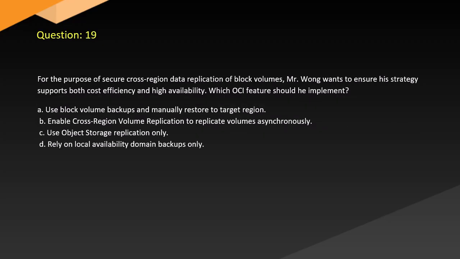Question 19. For the purpose of secure cross-region data replication of block volumes, one wants to ensure his strategy supports both cost efficiency and high availability. Which OCI feature should he implement? A. Use block volume backups and manually restore to target region. B. Enable cross-region volume replication to replicate volumes asynchronously. C. Use object storage replication only. D. Rely on local availability domain backups only.